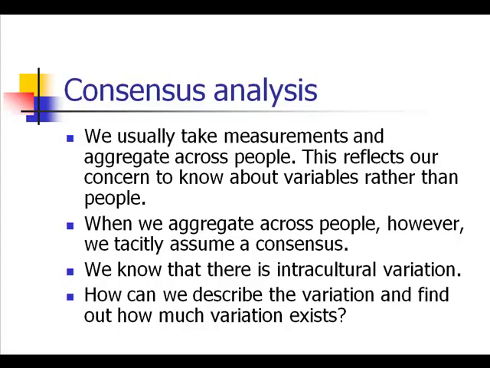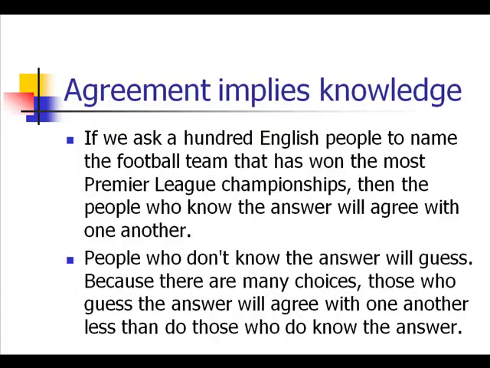We assume that there's consensus, but of course we know that there's variation. If we ask 100 people to name the football team that has won the most Premier League championships, then people who know the answer will agree with one another. People who don't know the answer will guess, and because there are many choices to guess from, those who guess will agree with one another less than those who do know the answer.